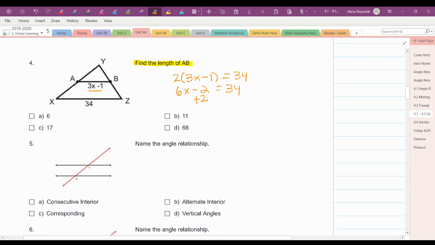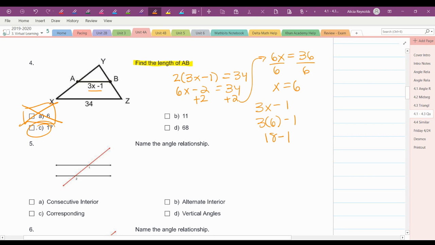So for x, I need to get rid of this constant. We're going to come up here. So 6x is going to equal 36. I'm going to divide by 6. So x equals 6. A is not the answer. X equals 6, but the segment AB does not equal 6. So I need to substitute this back in. 3x minus 1. 3 times 6 minus 1, 18 minus 1. My answer is C. AB equals 17.